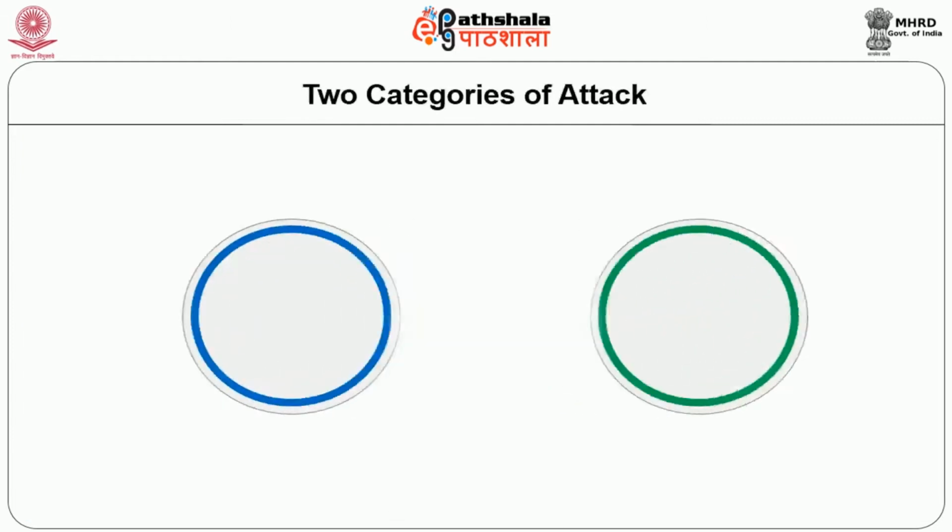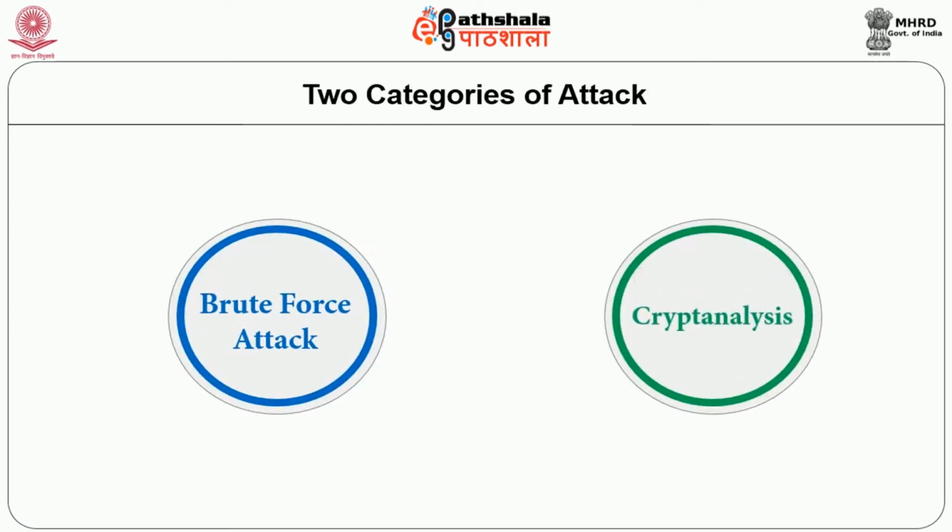There are two categories of attack: brute force and cryptanalysis. A brute force attack means you are given a hash value and you try all the possible inputs to find one that generates the hash value. For cryptanalysis attacks, we have already seen the categories: known plaintext, known ciphertext, and ciphertext only attack. So those kinds of attacks can occur on hash functions.